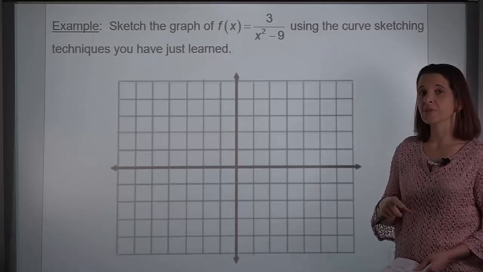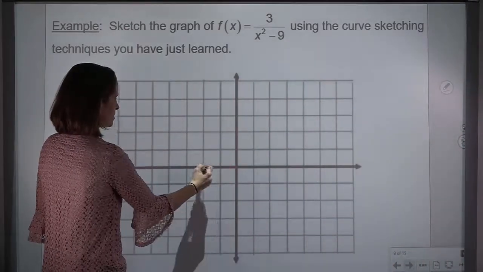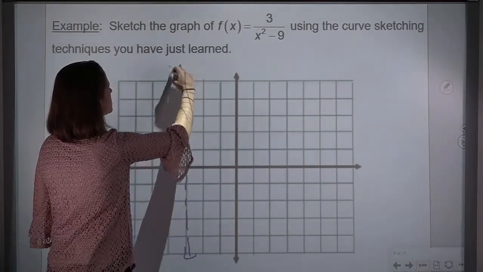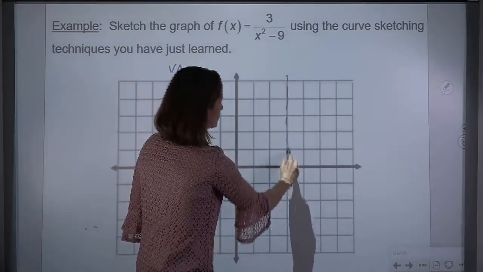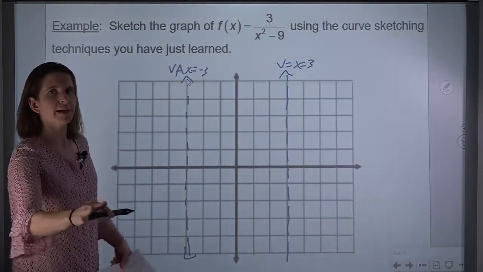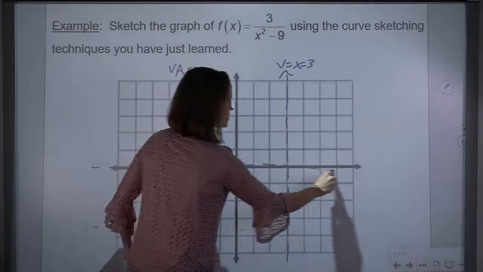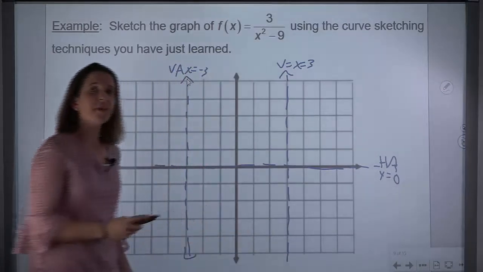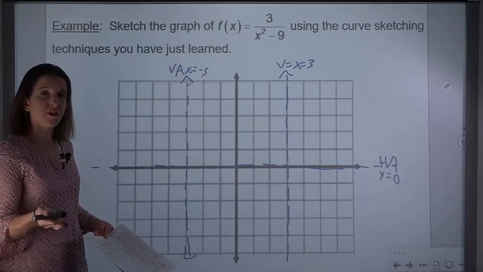So we had those vertical asymptotes at negative 3 and 3, and I am just counting by ones here. So there's my vertical asymptote at negative 3. I'll do one at 3. We also had a horizontal asymptote of y equals 0, right? Because we had, yeah. So we had y equals 0. Okay. And then the only point we had was our (0, negative 1/3), and it ended up being a max.